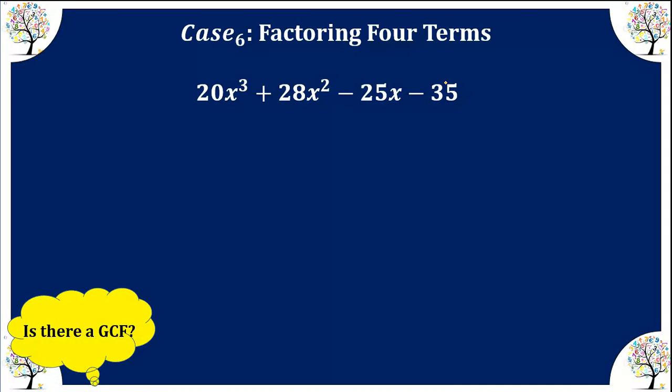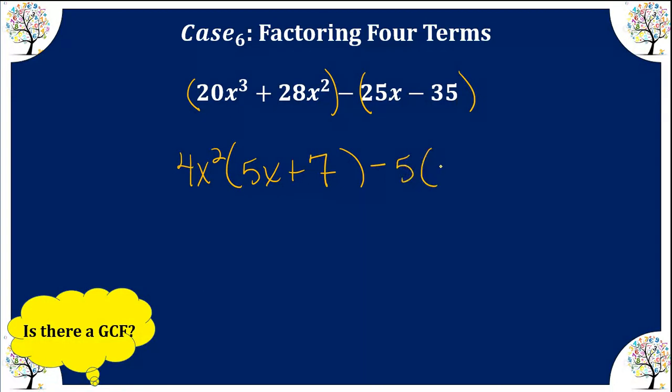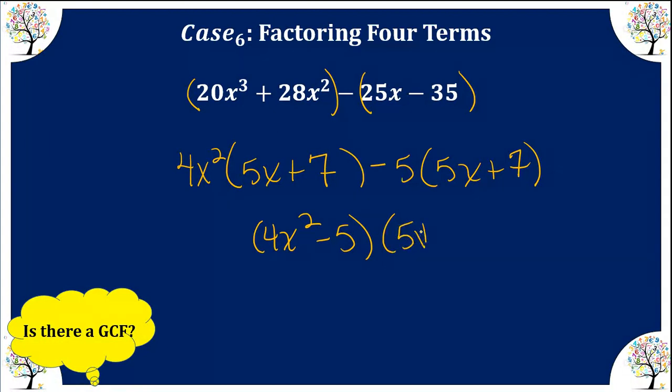There is no GCF. Let's put grouping symbols around the first 2 and the last 2 terms. Let's factor out. So I believe 4x squared can divide into those 2 terms, minus 5 here. We're going to put 4x squared minus 5 as one of our factors, and our second factor is 5x plus 7.